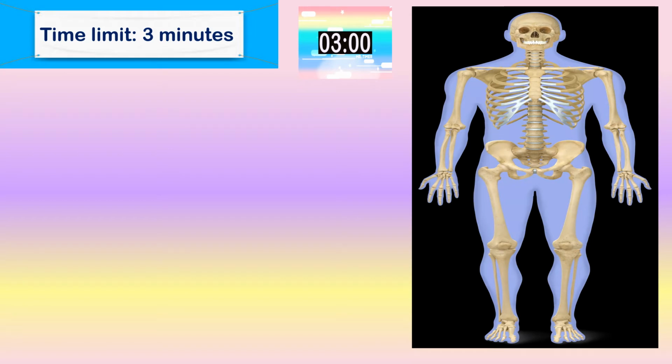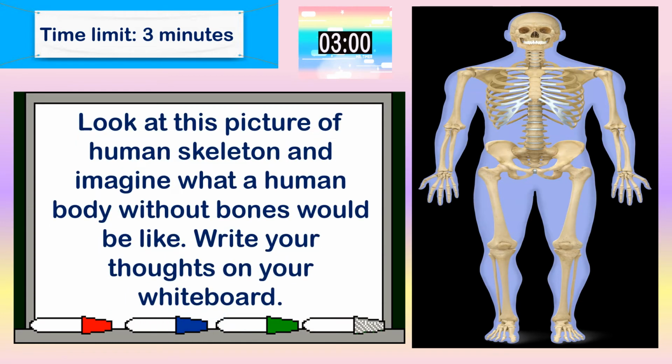Now, look at this picture of a human skeleton. Imagine what a human body without bones would be like. Write your thoughts on your whiteboard. You have 3 minutes to do this activity.